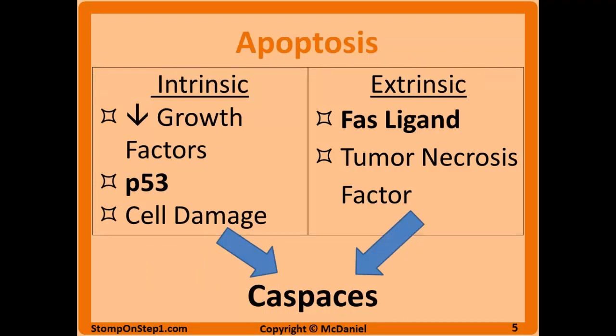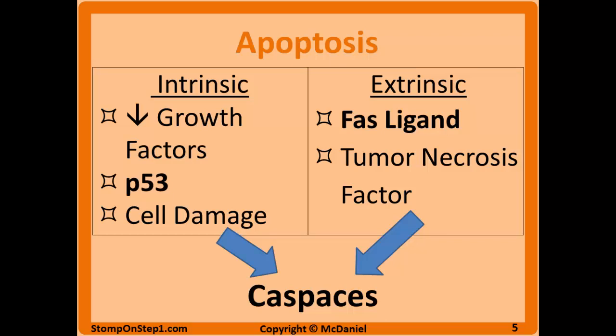Some intrinsic triggers for apoptosis would be a decrease in growth factors, P53 tumor suppressors, or cellular damage. And all of these signals let the cell know that it should decide to undergo cell death.